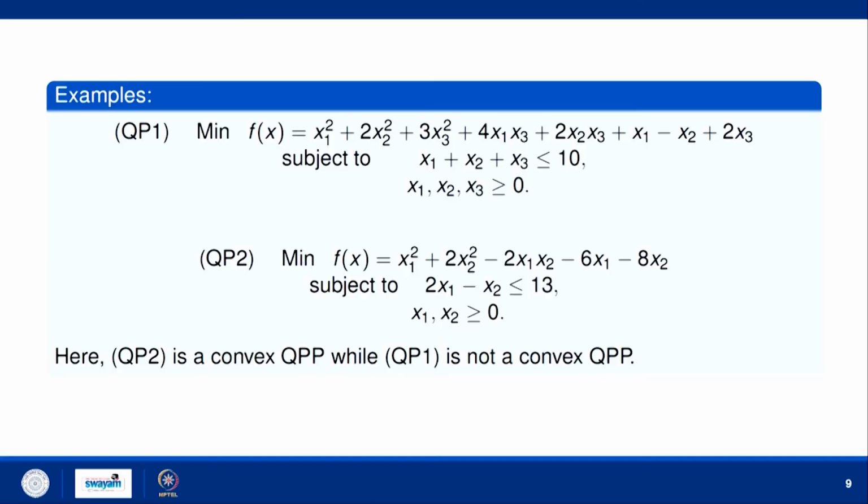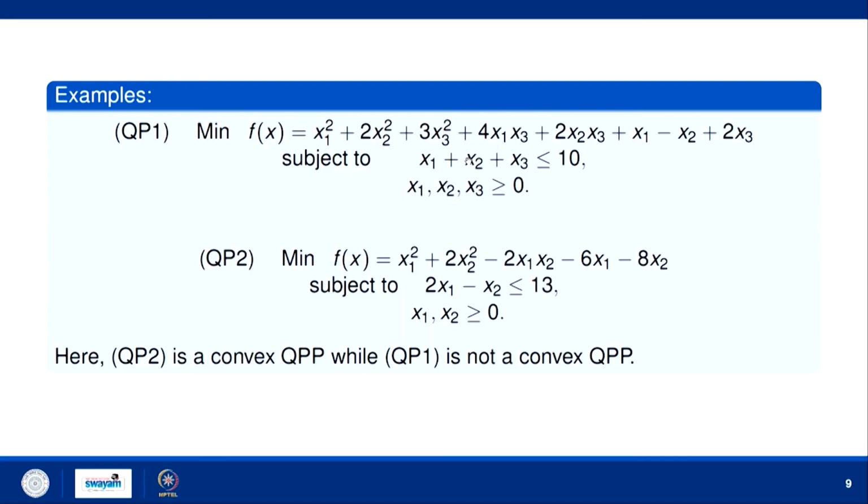So, for illustration here are examples. Let us discuss the first example. The constraints are linear, so we are not worrying about the constraints; we have to find the Hessian matrix of this Q only. Okay. So, what is the Hessian matrix here for the Q? For the first example, what is Q? Q is nothing but the Hessian matrix of f.